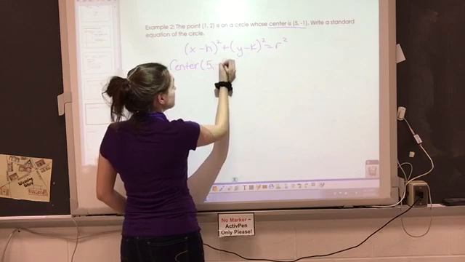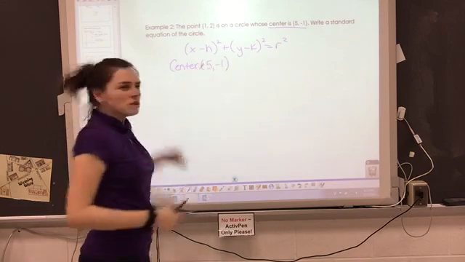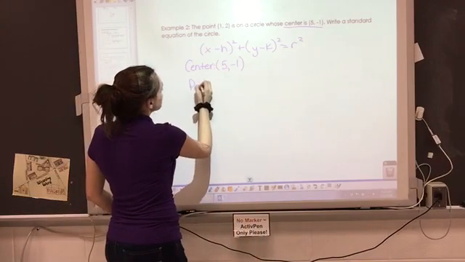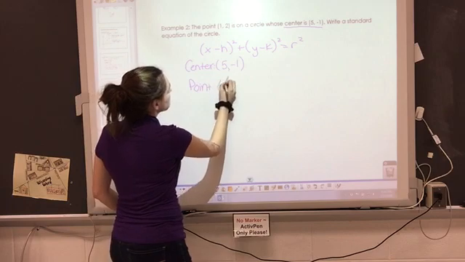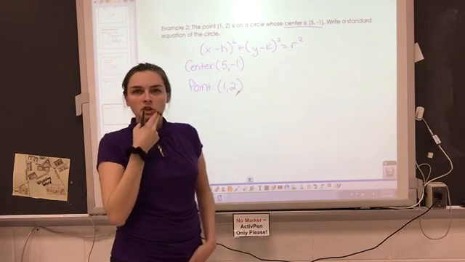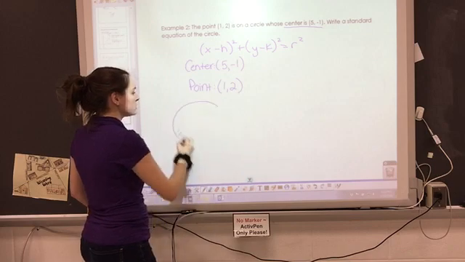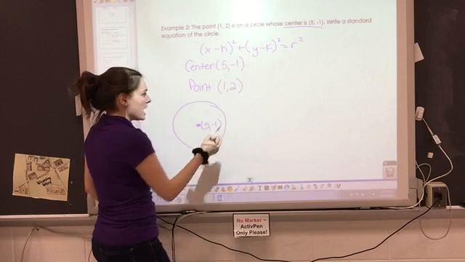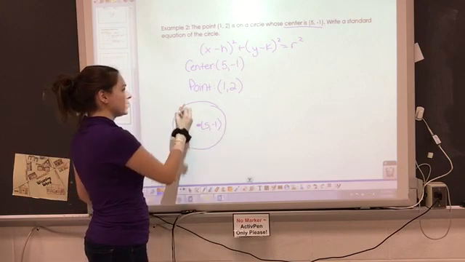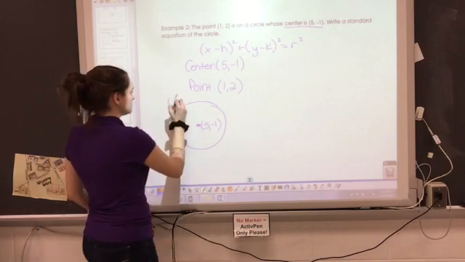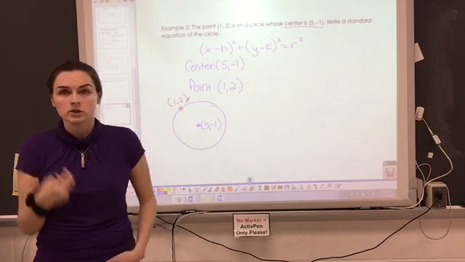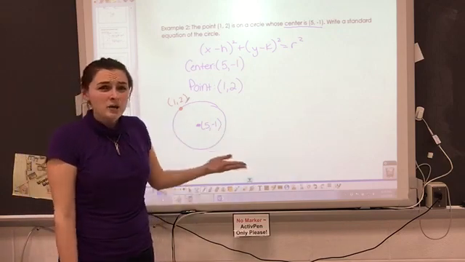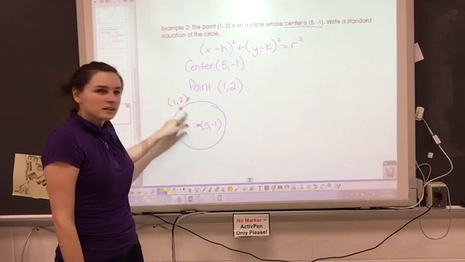is (5, negative 1). But they also give me a point on the circle. Okay. So, if I know that this is my circle, they gave me my center point, which was at (5, negative 1). And they gave me this other random point out on there. Somewhere. I don't know. I just drew it there. Okay? And they want us to write it in that standard form. How could I potentially find that radius?